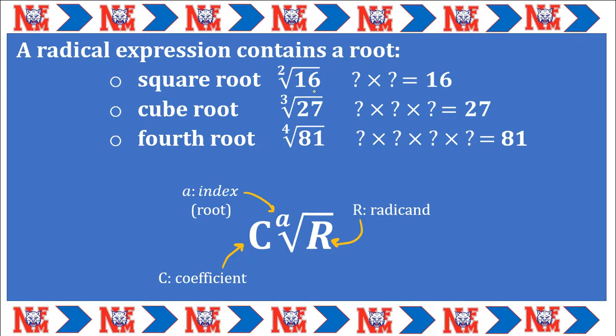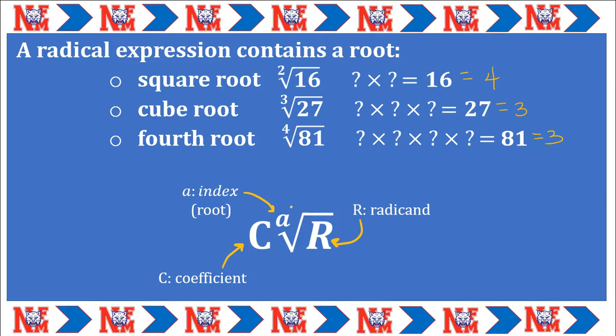So with a square root here, we're asking what number was multiplied by itself to get 16, and we know that that is going to be 4. So the square root of 16 is 4. To take the cube root of a number, you're thinking what number was multiplied by itself 3 times to give me the 27? And that's going to be 3. 3 times 3 times 3 is 27. And then the fourth root, what number is multiplied by itself 4 times to give us 81? And this is going to be 3 as well. 3 times 3 is 9, 9 times 3 is 27, and 27 times 3 is 81.